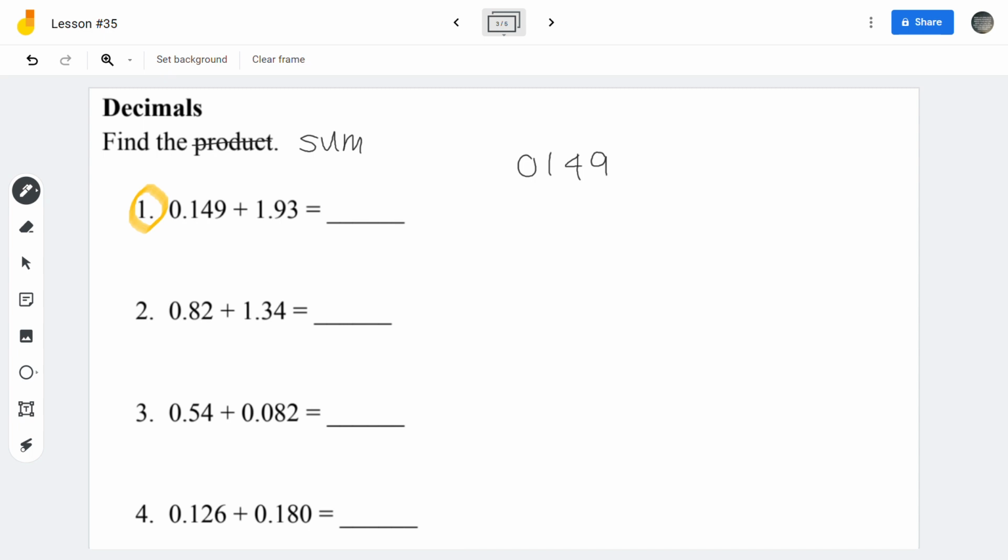Now the first step is very important. It's placing your numbers, your decimals, in the correct way. When I mean in the correct way, I mean so that your decimal points are aligned together like this. If you notice the way I did it, I made sure the decimal points are aligned on top of each other like this.